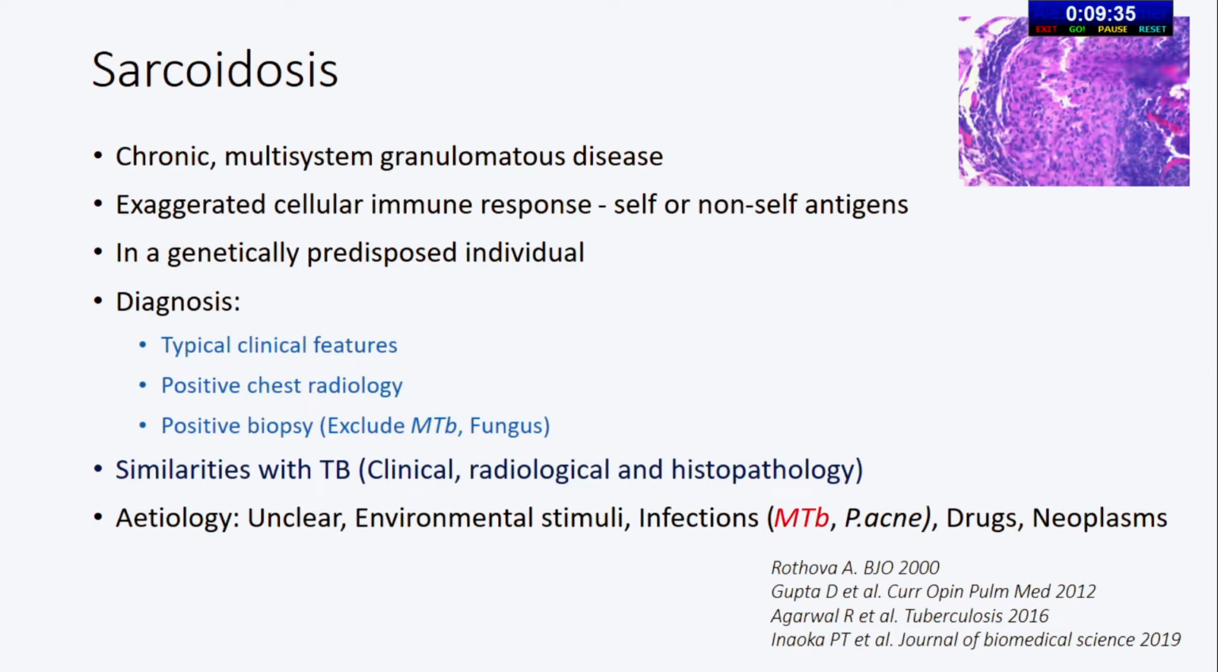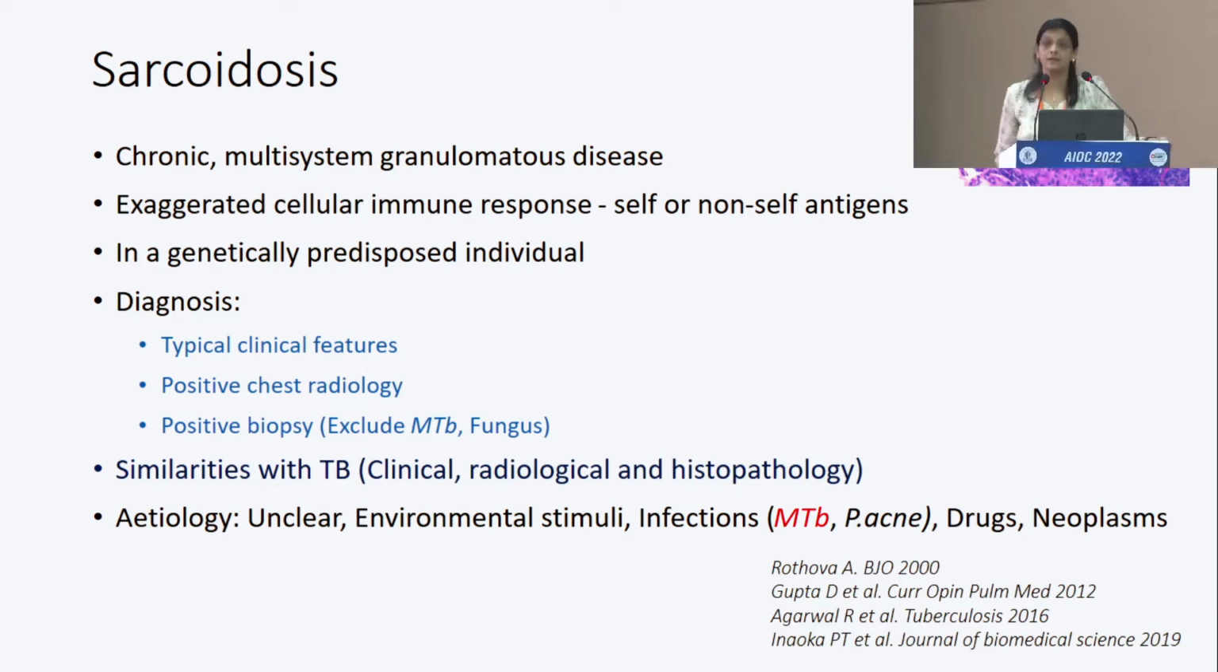When we talk about sarcoidosis, it's a multisystemic granulomatous disease which is caused by an exaggerated cellular immune response to either self or non-self antigens in a genetically predisposed individual. The way we make the diagnosis is by typical clinical features, positive chest radiology and a positive biopsy. But an important caveat is we need to exclude infections such as Mycobacterium as well as fungus.